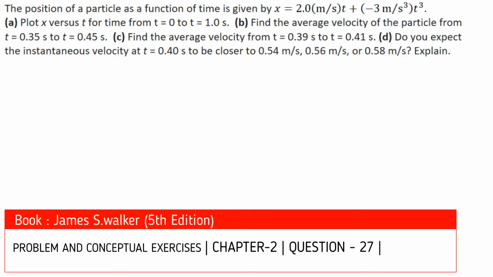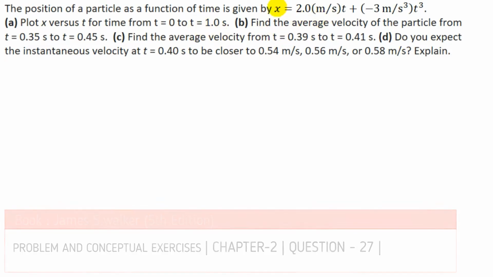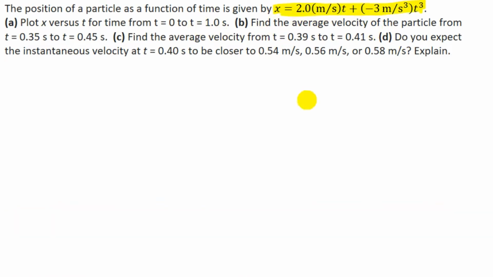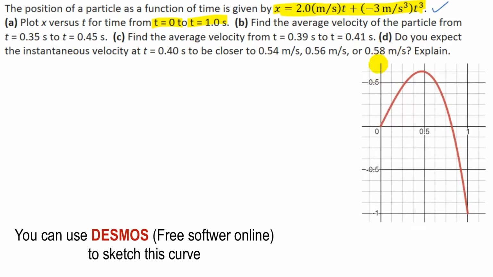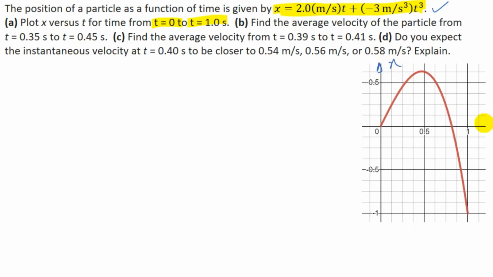Now here in this question we are given that the position of a particle as a function of time is given by this equation, and there are four parts that we need to solve. In the A part we have to plot the x versus t graph for the time interval t equals 0 to t equals 1. Now to plot this equation on a graph, you can use any online graphing calculator. So we have obtained this curve. This is the x-t graph and the answer for the A part.